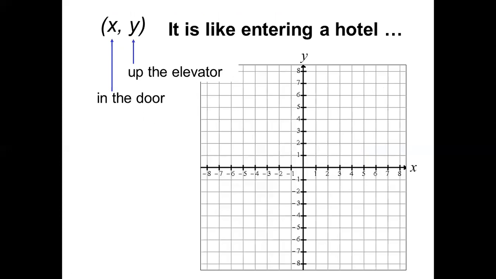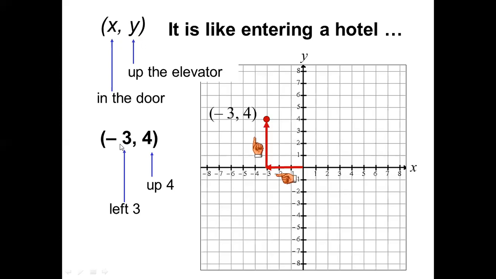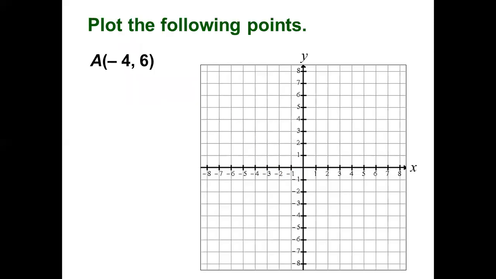X, Y, it's like entering a hotel. X is the door, Y is the elevator. So X is that you enter a door, and Y is whether you are going down or up the elevator. Here, he gave me the coordinate -3 and 4. So -3 is the x, so I look for it on the x-axis, to the left, and then 4 on the y-axis, going up because it's positive. So this is the point.